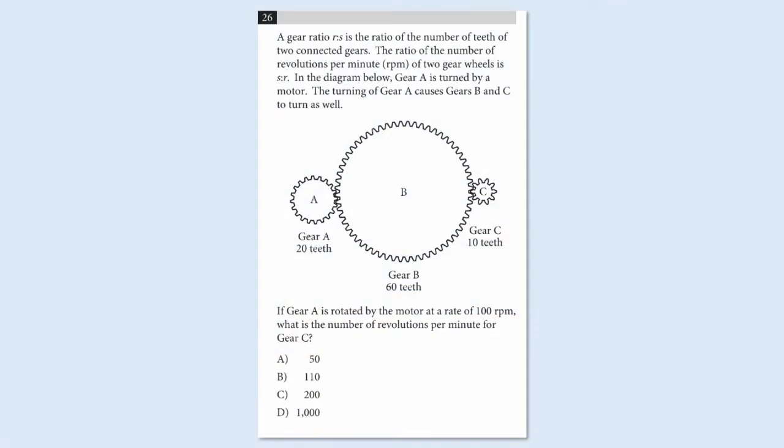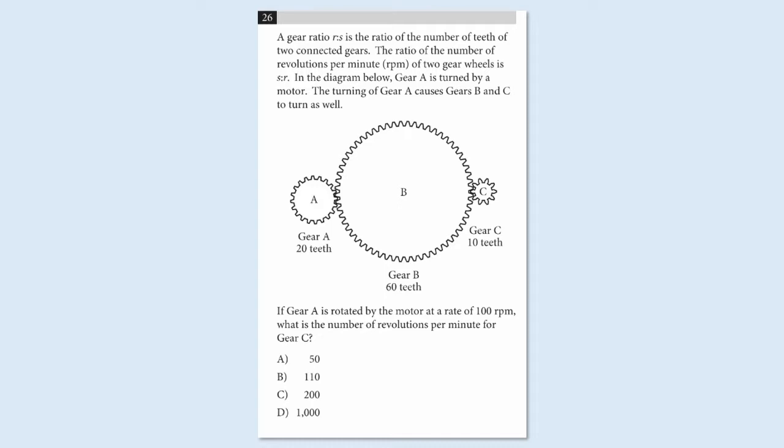This multiple choice problem comes from the College Board. It's from section 4 of the SAT test, which does allow calculators. And the problem says, a gear ratio R to S is the ratio of the number of teeth of two connected gears. The ratio of the number of revolutions per minute, RPM, of two gear wheels is S to R.